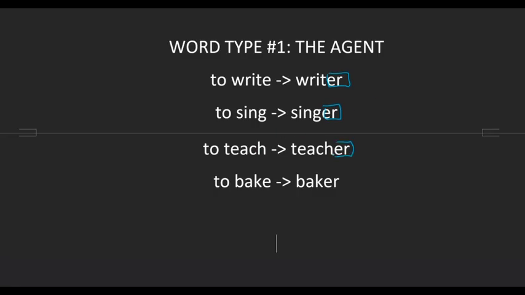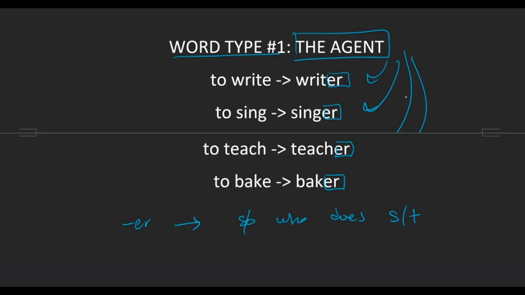A teacher is someone who teaches. And then we have to bake, which is an action. We add ER to that, and we end up with baker, which is someone who bakes. So based on this, we know that in English, when you add ER to the end of a word, you end up with the meaning of someone who does something. And this is actually the first word type that we're going to be studying, and we're calling it the agent, because an agent is someone who does something. This is kind of how word patterns work in Arabic as well. You see a set pattern, like the ER, and that produces a specific kind of meaning.